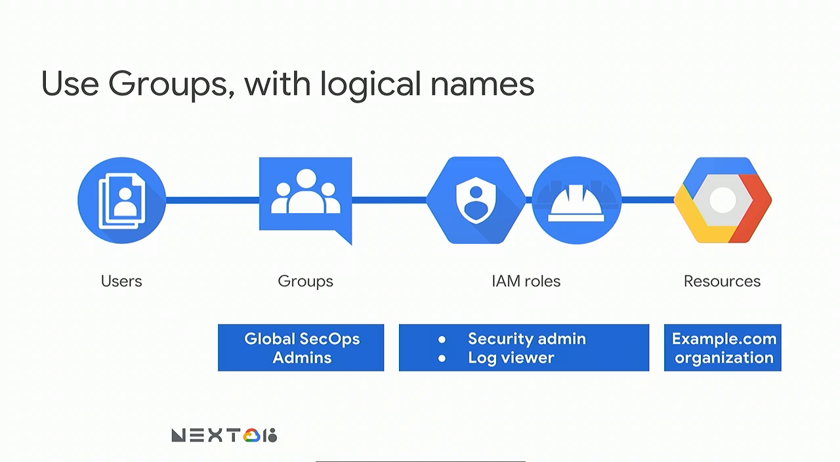So just a really simple example of a group that some of my customers might use would be global SecOps admins. There are then 2 roles below it. They're security admins and they're log viewers. You can basically figure out what they do based on the name of the group, so it's self-describing. So if you are reviewing an alert or a log that contains the group name, you can figure out what access they have based on that group name.